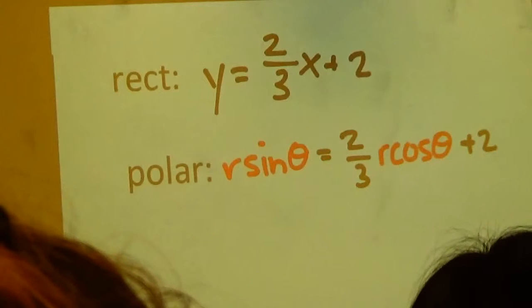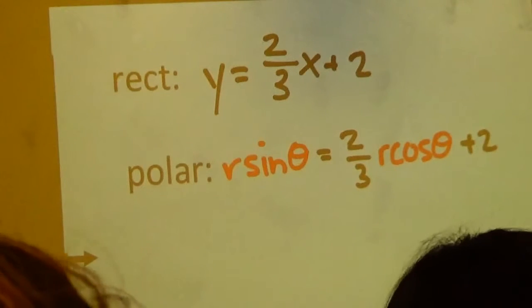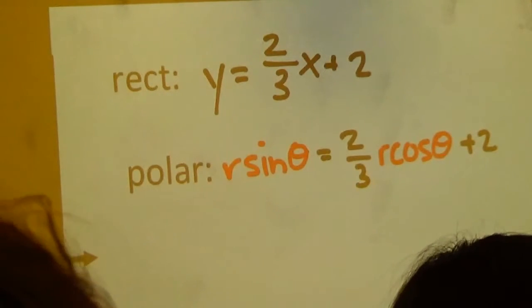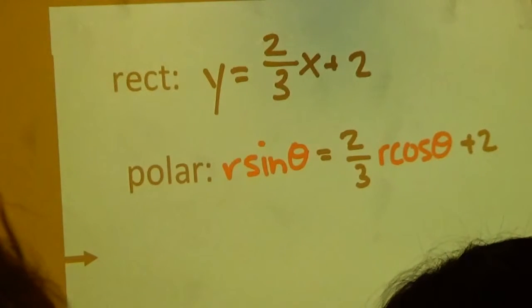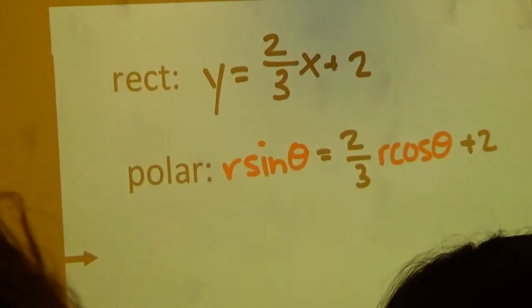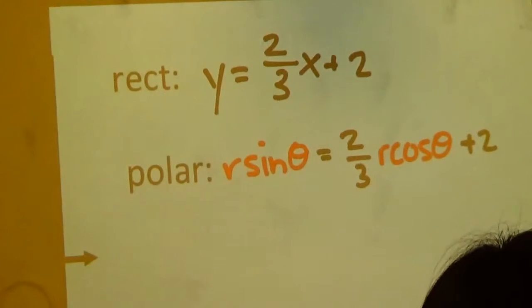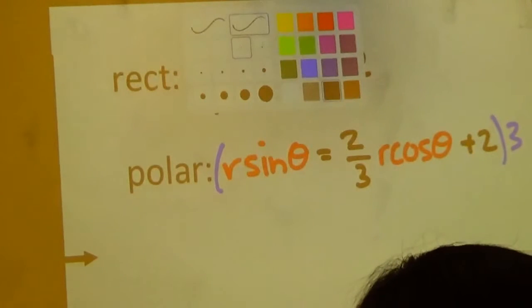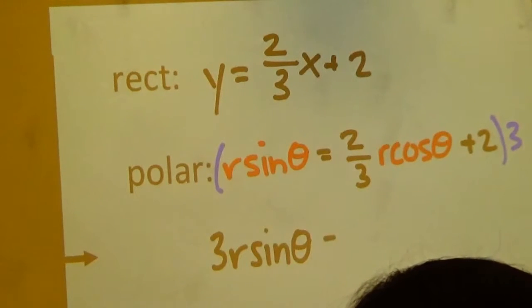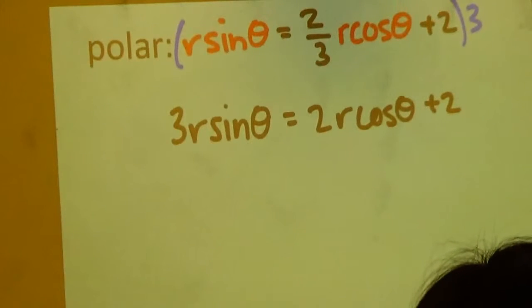Now, I want to get R by itself. What can I do? You can divide by sine. You're thinking too much, just divide by sine. I am dealing with a fraction here. I don't like fractions, so I get rid of it. Multiply by 3. So I get 3r sine theta equals 2r cosine theta plus 6.